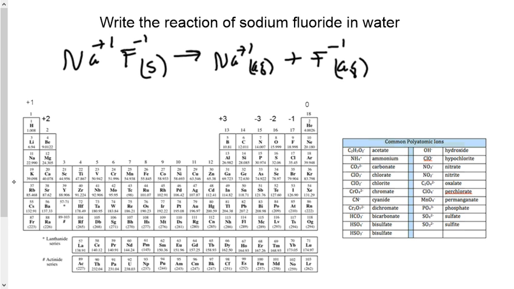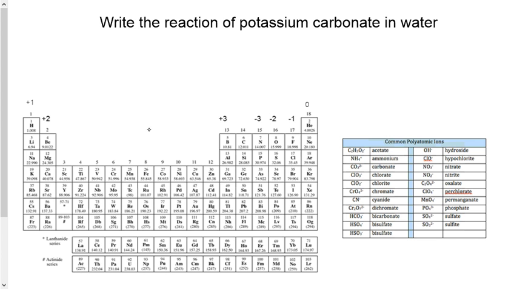Okay, let's try the next one. So we'll click on that. Once again, pause the video and see what you can do with potassium carbonate in water. Okay, let's see how you did. And potassium is in group 1 here again, so that would be a K, and that's a plus 1. Carbonate will not be on the periodic table, it's in our list here, and carbonate here is CO3 minus 2. So I'm going to write CO3 minus 2.